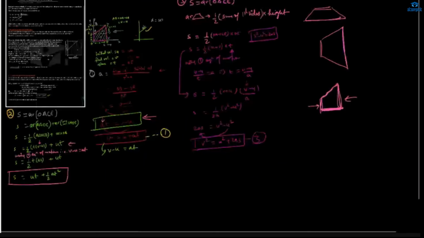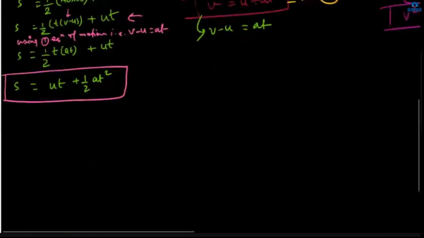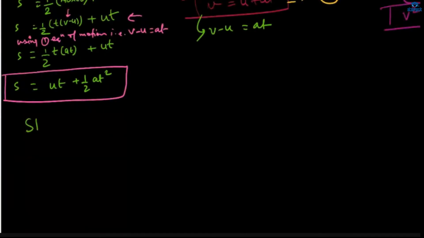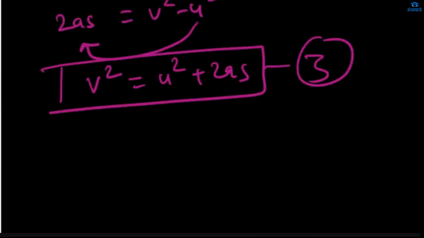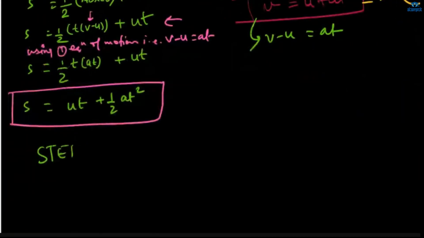What were our steps? In a nutshell, it will be V square minus U square equal to 2AS. Either you write V square minus U square is equal to 2AS or you write V square is equal to U square plus 2AS. So, what are our steps to derive this formula? This is very important, and this comes in the examination.